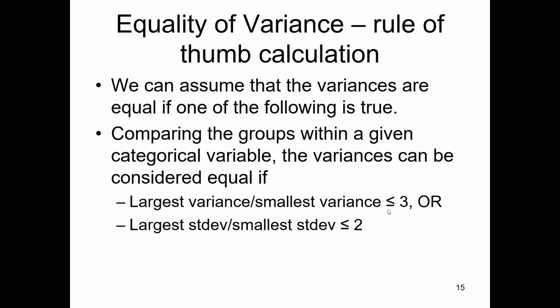If that's less than or equal to 3, they're all going to be equal enough. Or alternatively, largest standard deviation divided by the smallest standard deviation less than or equal to 2, they're equal enough. And behind the scenes is a little bit of a testing methodology, and this sort of follows that in more of a rule of thumb rather than a formal testing kind of way of thinking.